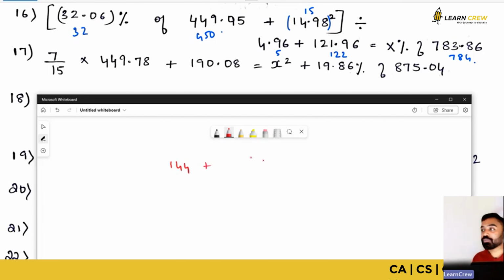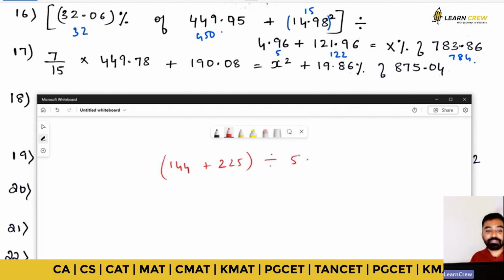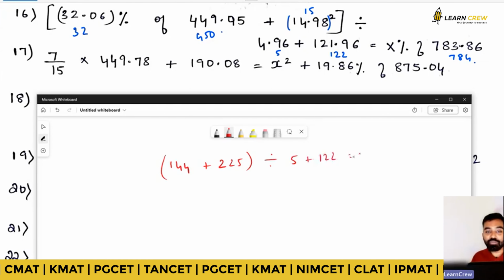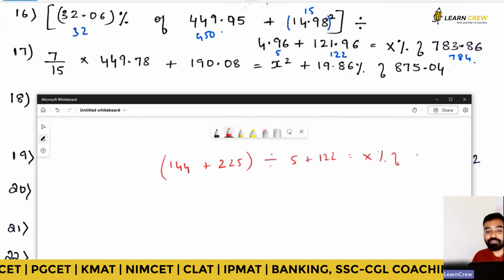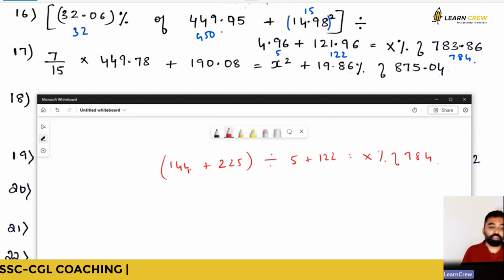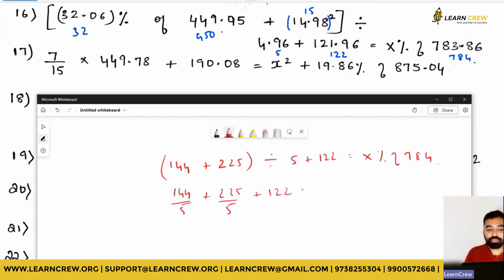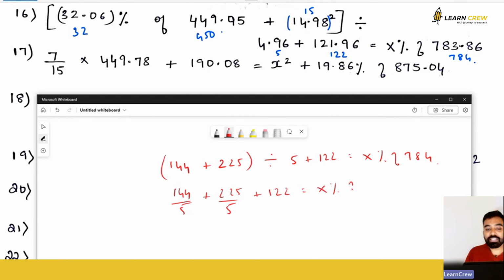144 plus what is 15 square? 225, right? Divided by 4.96 is written as 5 plus 122 equal to x percent of 784. This is the simplified equation. What is 225 plus 144? 369. So instead of doing that, can I directly divide this 5 by that? So it becomes 144 divided by 5 plus 225 divided by 5. So can I do this? Plus 122 equal to x percent of 784.